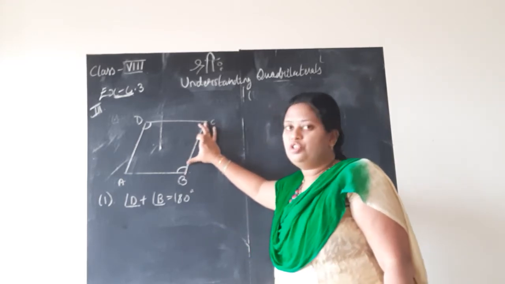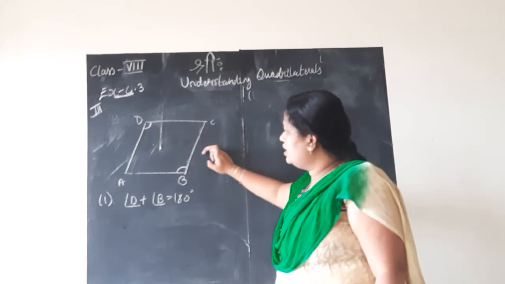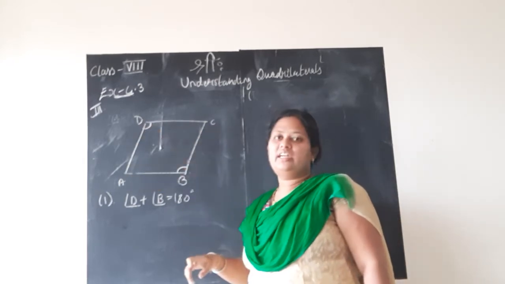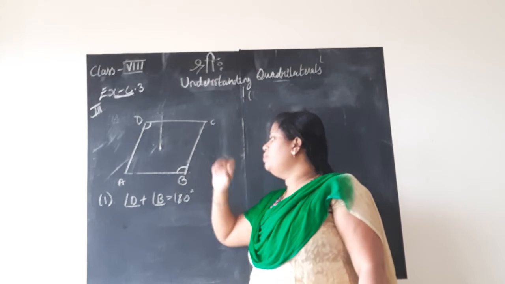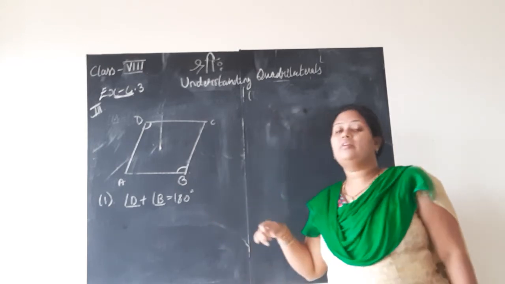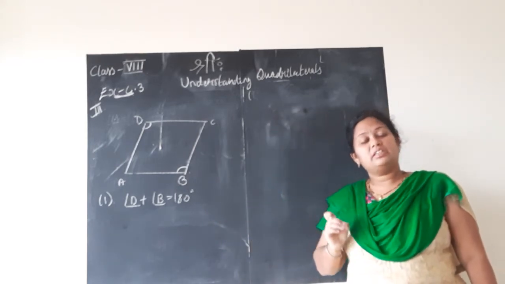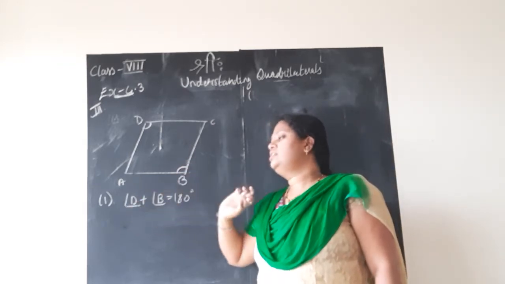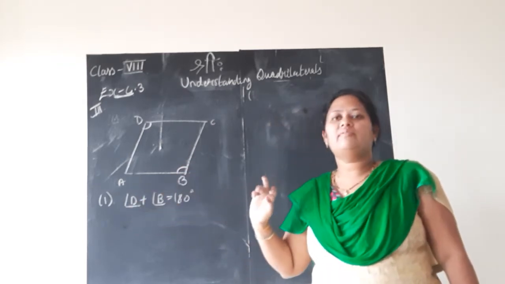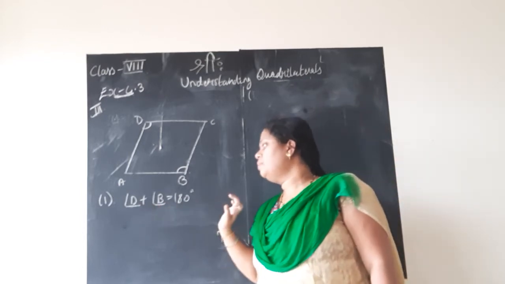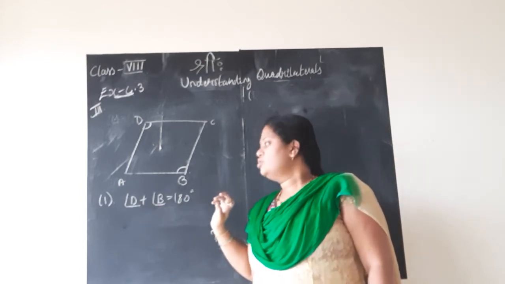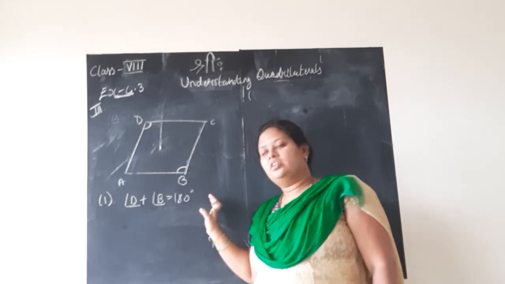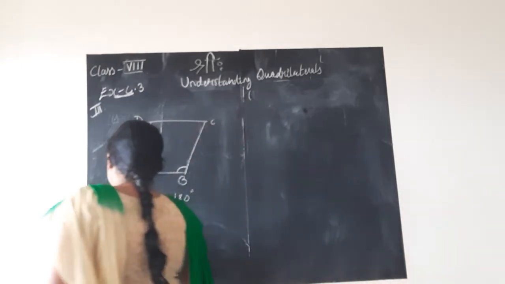adjacent angles, sum should be 180 degrees: B plus C 180 degrees, A plus D should be 180 degrees, and angle A should be equal to angle C, the opposite angle. All the properties, if it satisfies, only then we can say that this is a parallelogram. So you cannot say with one point, by saying angle D plus angle B is 180 degrees. So what answer should you write here, children? No. Your answer is no.